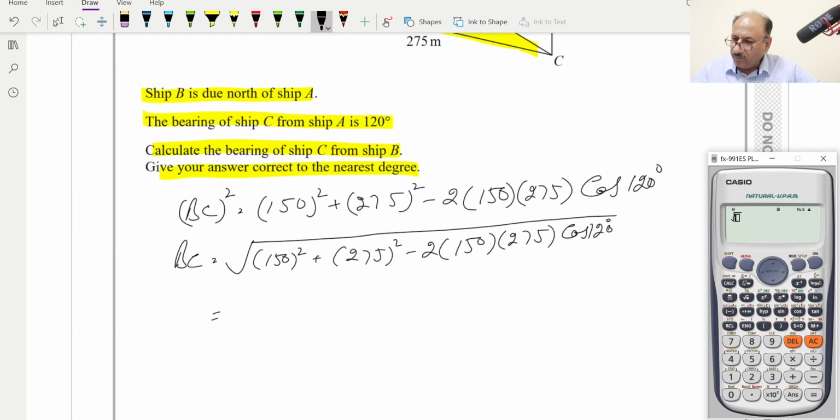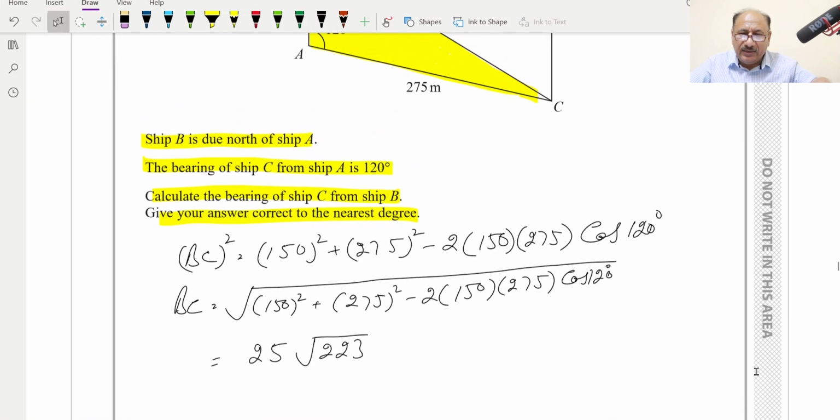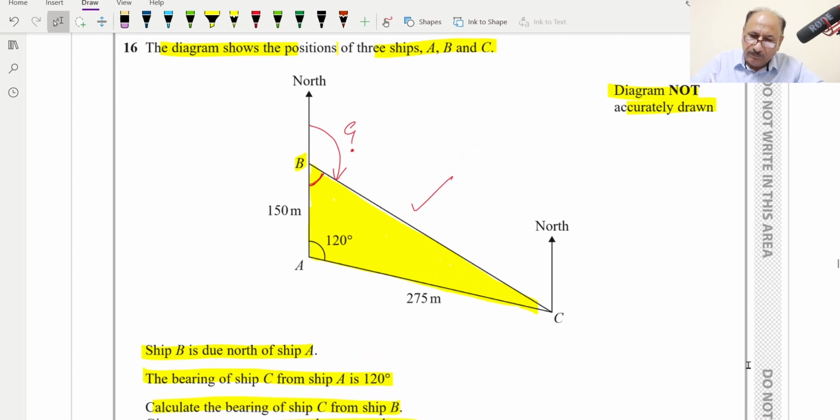So square root of 150 squared plus 275 squared minus 2 into 150 into 275 into cos of 120 degrees, and this is equal to 25 under root 223. I will write it as it is, 25 under root 223. This is the length which we have calculated for this side. Now we got this length.